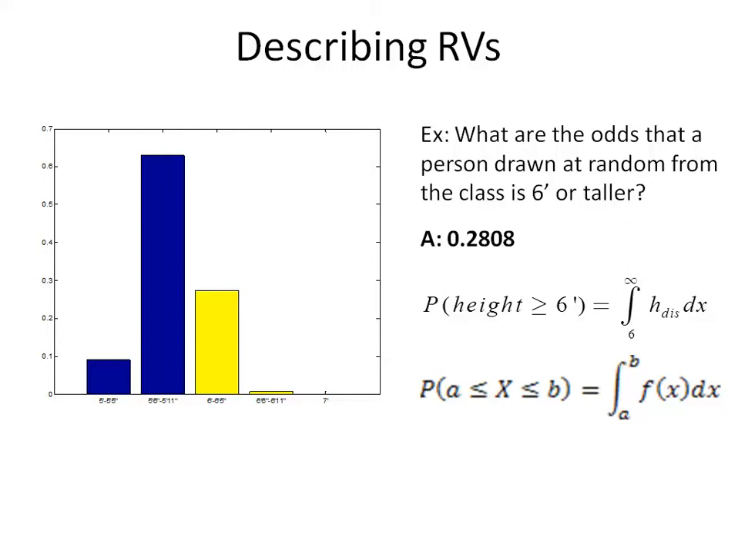And more generally, if we wanted to find the probability between any two numbers, it's basically just the area under the curve of the probability distribution function. So for example, if I wanted to find the probability of people between 5'6" and 6'5", I would integrate starting at 5'6" and go to 6'5". So 5'6" would be the lower bound of the integration, and 6'5" would be the upper bound.